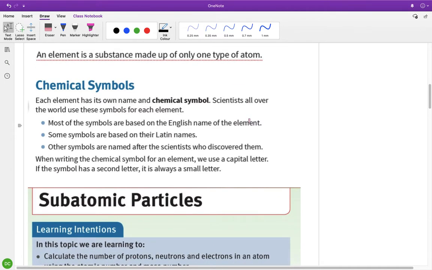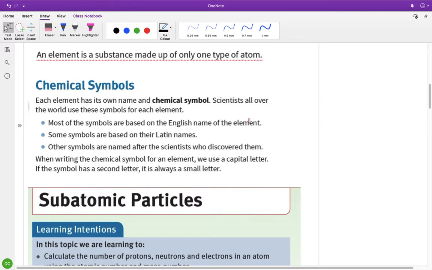And the symbols. So each element has its own name and chemical symbol. They're accepted all over the world so that everybody uses the same symbols. Most of them are English or based on the English name of the element, which is handy for us, obviously, because that's how we know them. You will notice some of them are not.